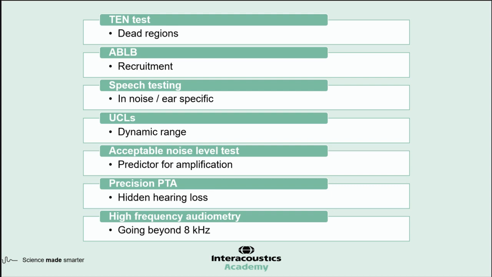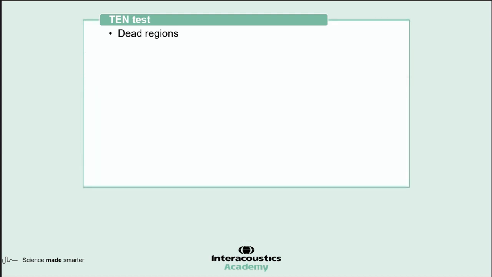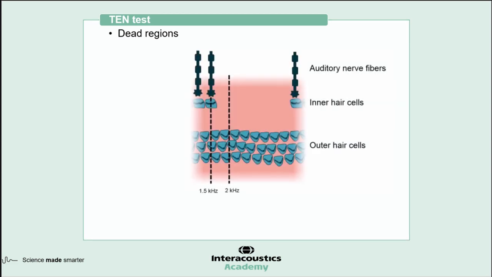So the TEN test is a really nice test to investigate whether there are dead regions present. Now, dead regions are not always immediately apparent. What we often have is a situation called off-frequency listening, where, as you can see on the diagram, we've got our outer hair cells present, but around that 2 kilohertz region, the inner hair cells and the auditory nerve fibers are absent or not working. However, the 1.5 kilohertz region that's very close to 2 kilohertz can do a little bit of the listening instead. I've got a little schematic video that demonstrates that.